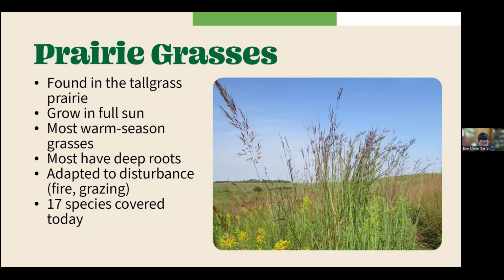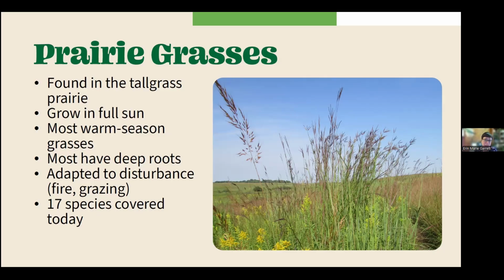Most of the ones we're going to look at today, but not all, are warm season grasses. If you joined us yesterday, a lot of our woodland species were cool season grasses. Cool season grasses put on most of their growth in the early spring. Warm season grasses put on most of their growth in the summer and then flower right about now, end of July, into the late summer, early fall.